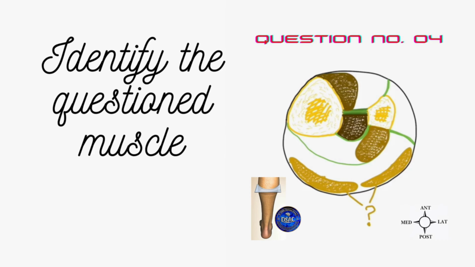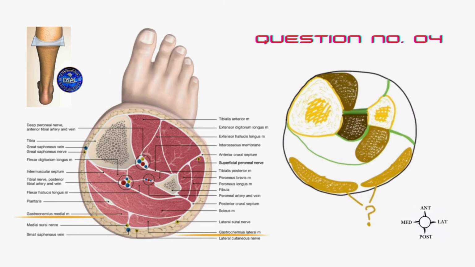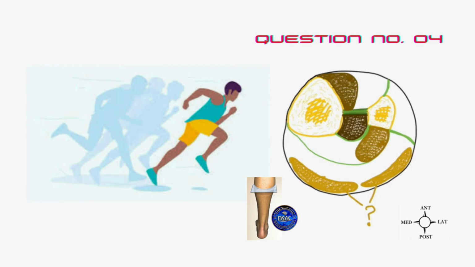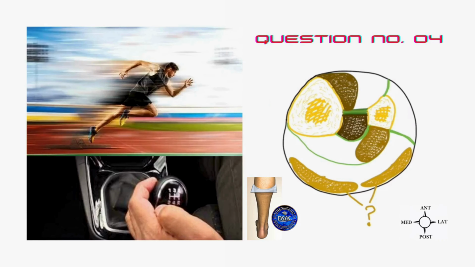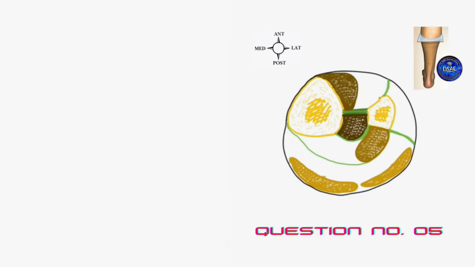Identify the questioned muscle. These are two heads of gastrocnemius muscle. It helps to speed up your pace while running. It acts like the top gears of your car.